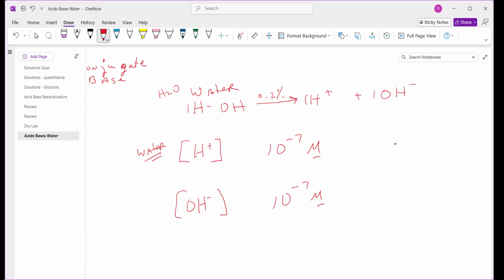Now, frequently, and you've heard of this concept as well, to describe the concentration of H ion in water, they usually don't use concentration numbers, they use something called pH. And for hydroxide ion concentrations, they use pOH.